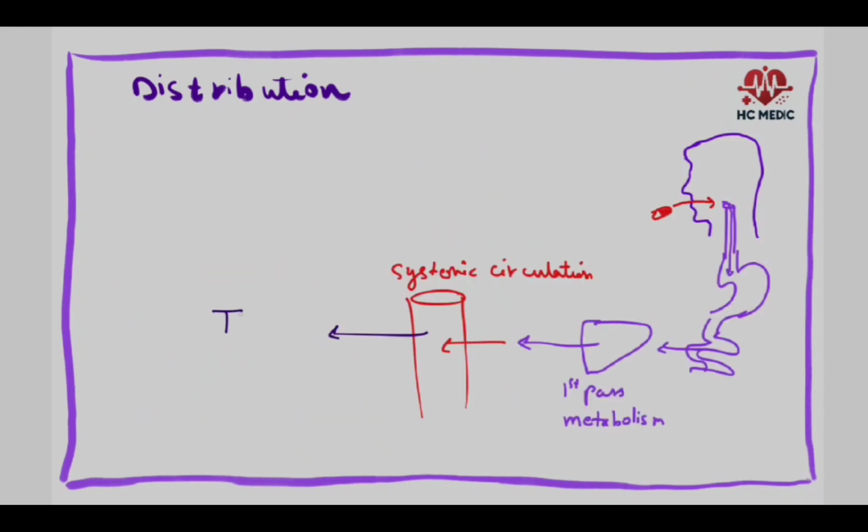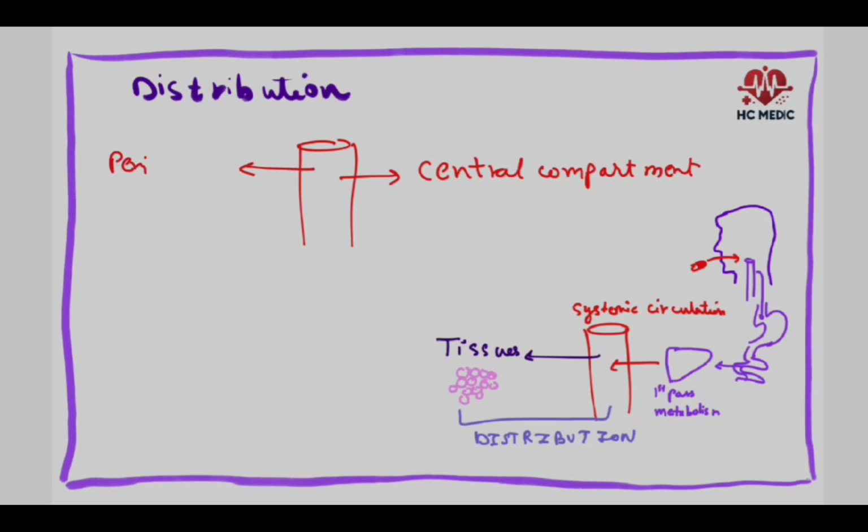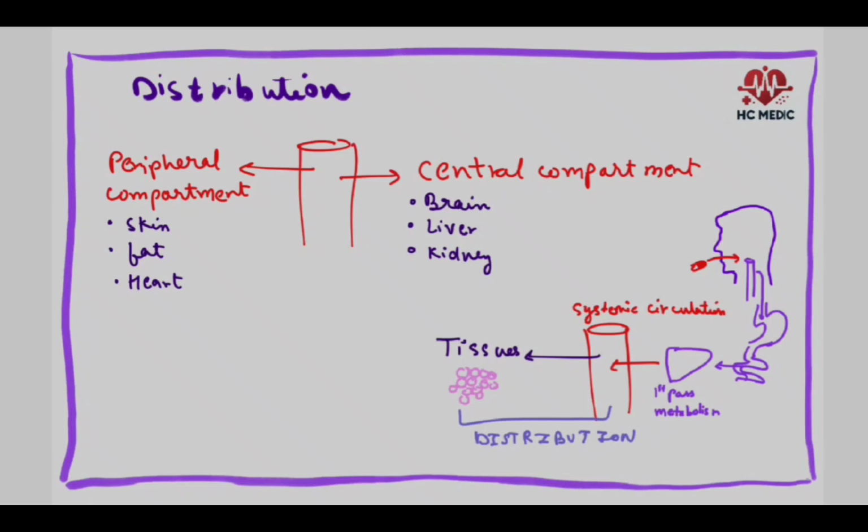Let's see. The drug entering the tissues from the systemic circulation is called distribution of the drug. In distribution, we have two types: the central compartment and the peripheral compartment. The central compartment includes three vital organs, the brain, liver and kidney, which have very high blood flow.